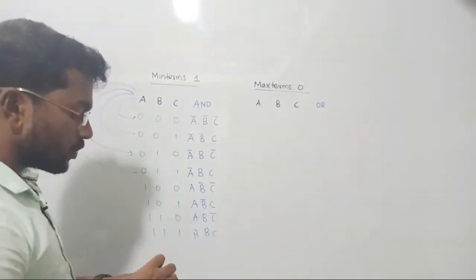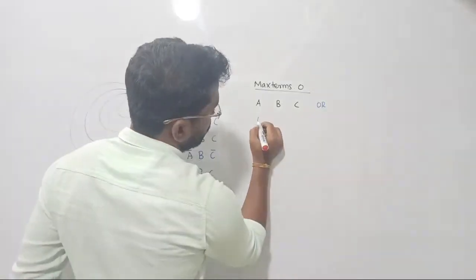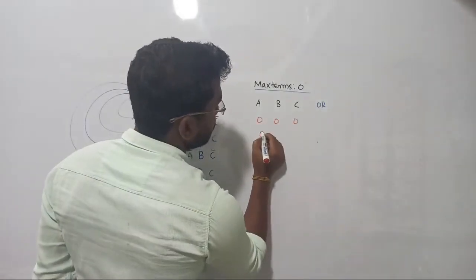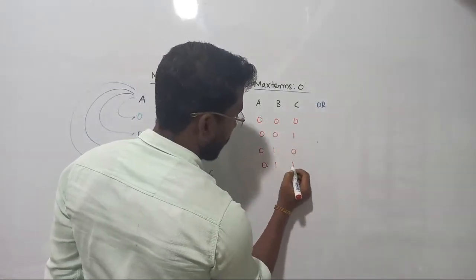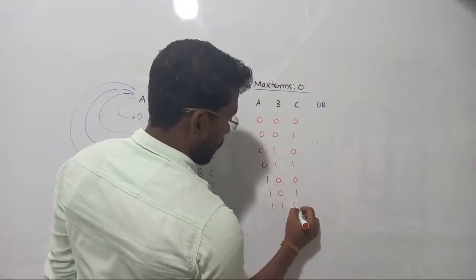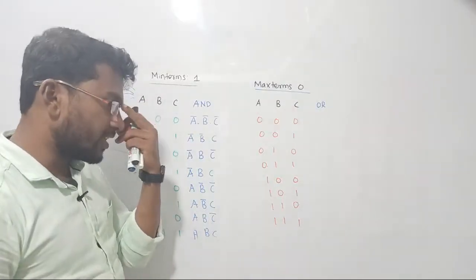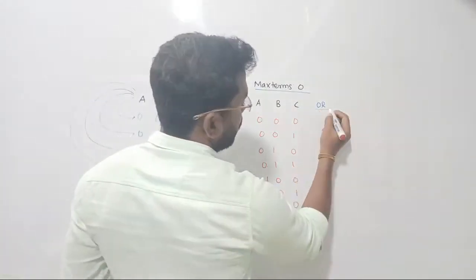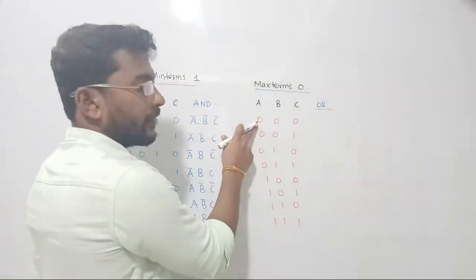Let's continue. Let us do the same thing for max terms, right? So if you want to write in max terms also, there are 8 possibilities. Now there are 8 possibilities. Let's consider. First of all, we should perform OR operation, and we have to consider output as 0. Yes, I am having 0 here.